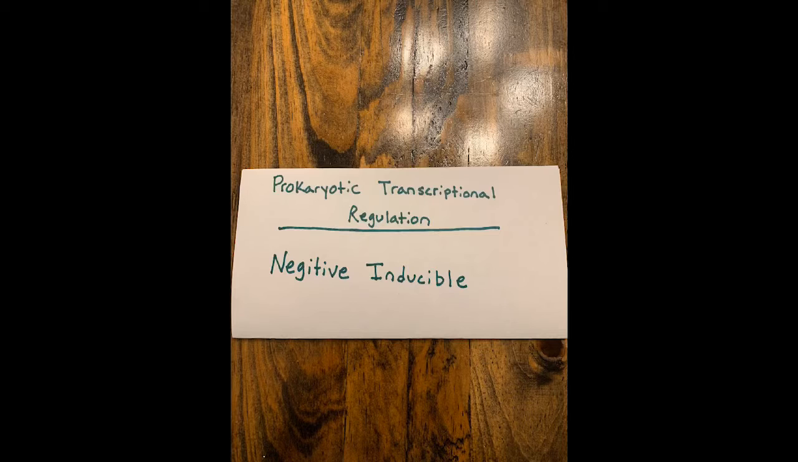Today we'll be looking at prokaryotic transcriptional regulation, specifically negative inducible control, where a repressor is normally bound to DNA, causing transcription to not occur. This is turned off when a small molecule binds to that regulatory protein, allowing RNA polymerase to read the DNA.